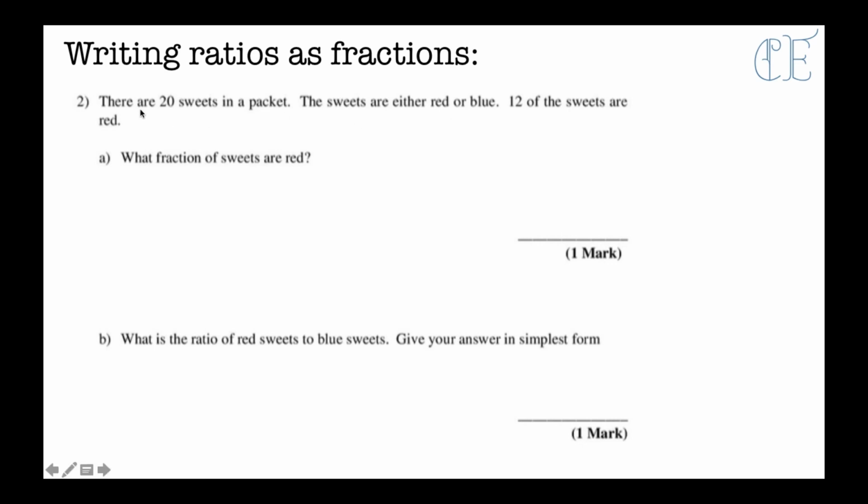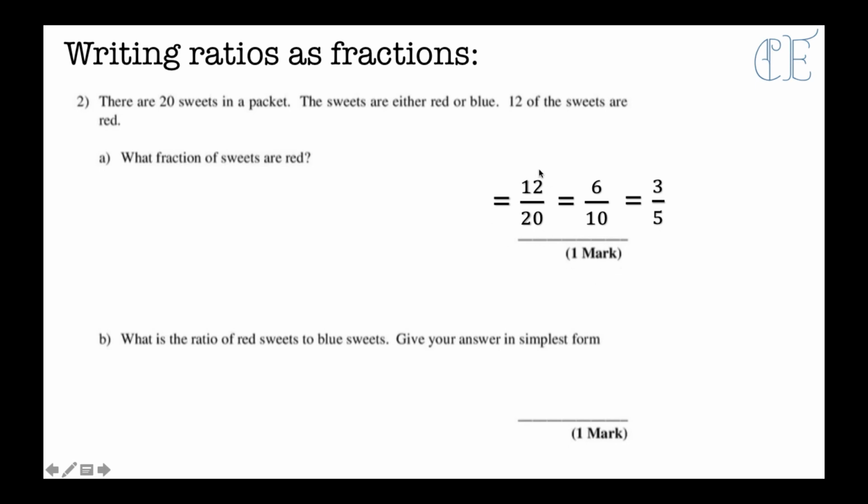So first of all, it says that there are 20 sweets in a packet. So we already know that 20 is on the bottom of our fraction. The sweets are either red or blue, and 12 of them are red. Well, that's enough then. We know that it's 12 over 20. Okay, but we can put that into its simplest form. It doesn't ask us to, so you would still get the mark, but we are going to cancel this down just so it looks neat. 12 over 20, well, we can divide both by 2, giving us 6 over 10. And we can divide both by 2 again, giving us 3/5. So that is our answer.